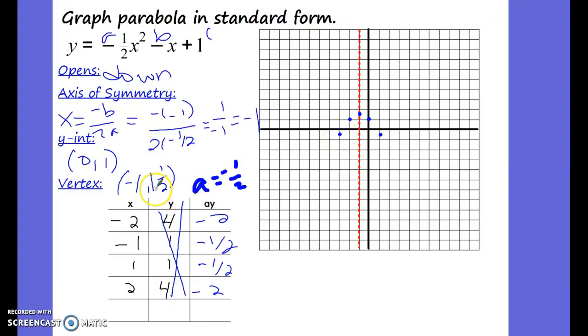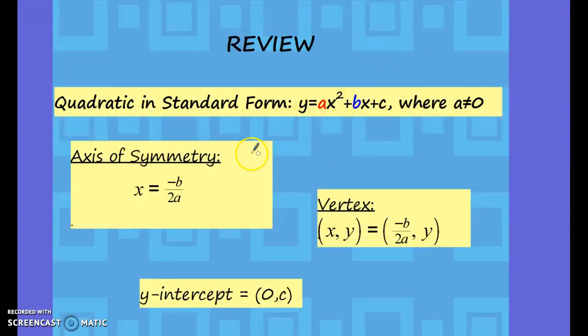So again, you're always going to start off with these same numbers for your parent function, and then when you multiply your y column by whatever your a value is, that will be how you graph your parabola. Just a couple of reminders. Remember, we have a new formula for finding the axis of symmetry, and just by looking at that c value, you can figure out your y-intercept.